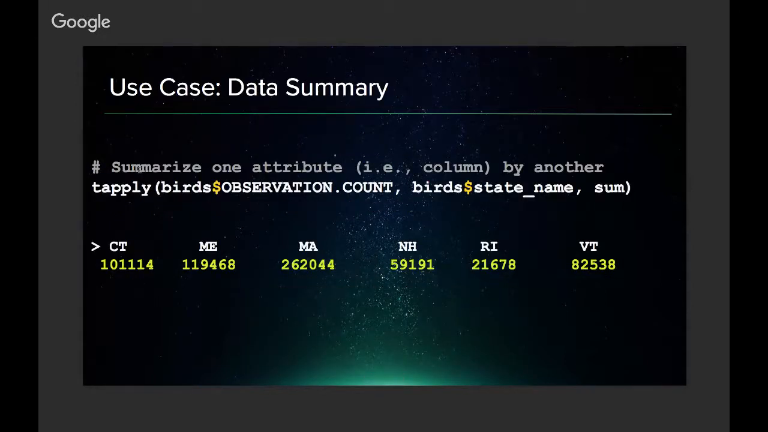Summarizing data, and this is starting to get into a little bit of analysis work. So back to my birds. We can use a function called tapply, which stands for table apply, to summarize my observation counts for each state. And I have to tell it how I want to do that, so my last argument here is sum. Then I just get a clean table with each state and the sum of the observations for each state. That's a handy one.